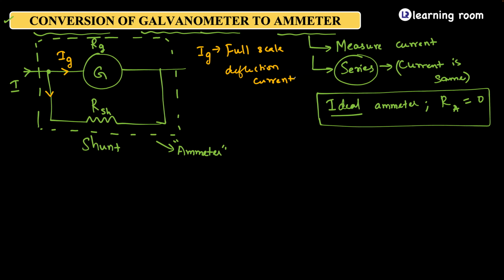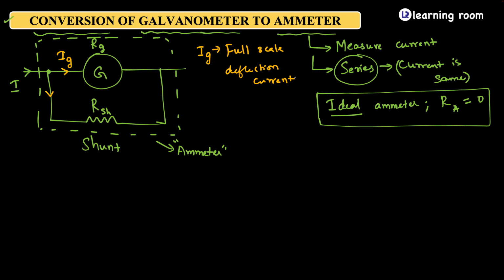Remember the galvanometer, the zero is here. Let's say 30 divisions are there. You need to pass the current through the galvanometer so that the pointer goes and stands at 30. That's what is called the full scale deflection current. Okay, so this is Ig.